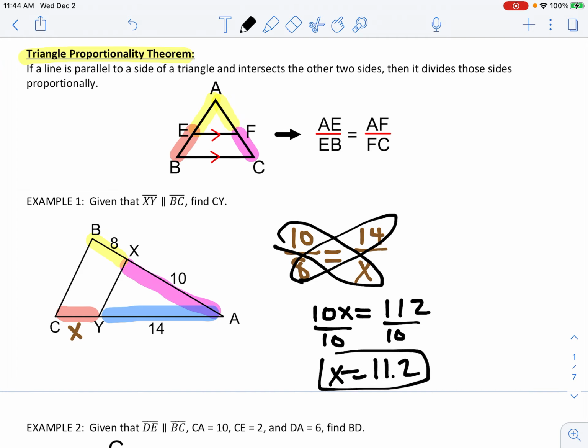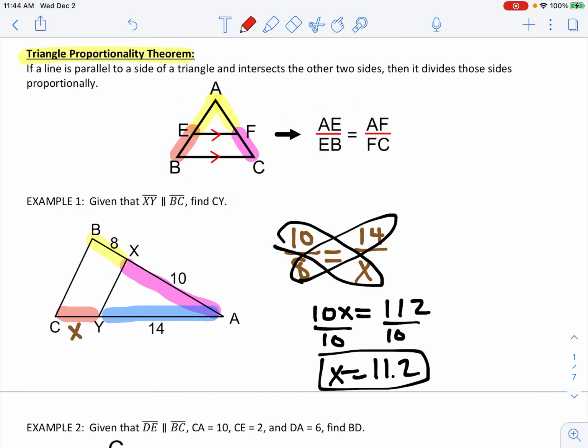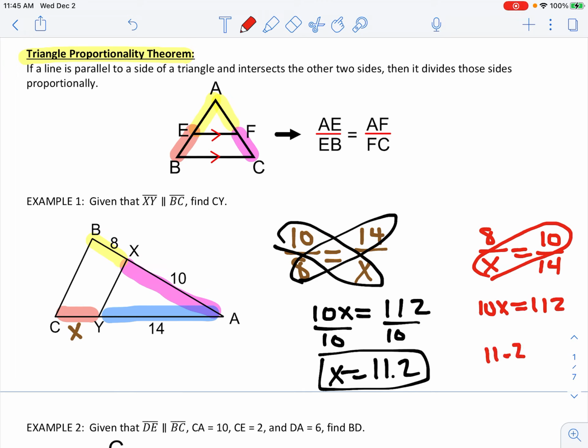Now again, there's lots of ways to set this up because you could have done a different pattern. Let's say I went top 8 to the bottom X, and then top 10 to the bottom 14. You'll notice when we cross multiply, we're cross multiplying the same things. 10X equals 8 times 14 is 112, and if we solve that, we get the same answer, 11.2. So again, this whole thing is staying with a pattern and staying consistent.